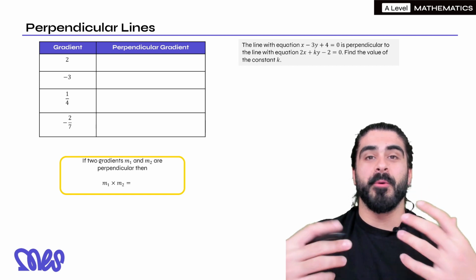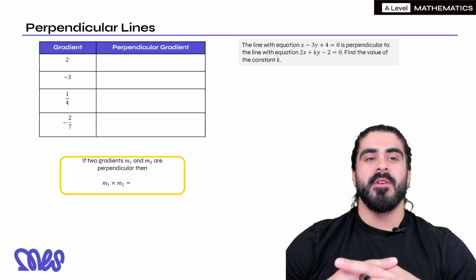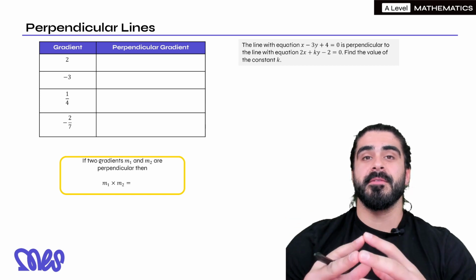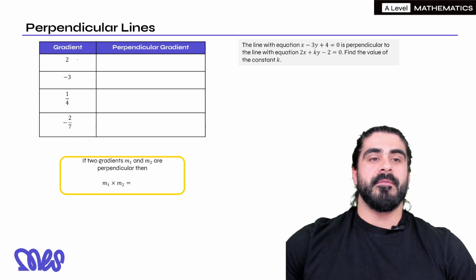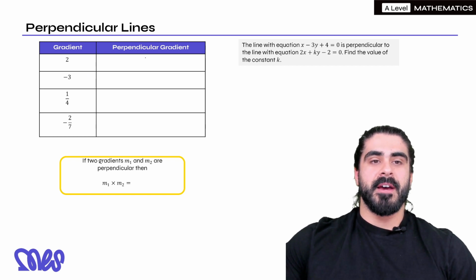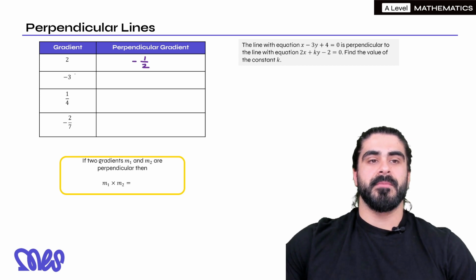So, what we should have learned from GCSE is that when we have gradients, we can easily find the perpendicular gradient by doing the negative reciprocal. So, if we have a gradient of 2, that's 2 over 1. When we reciprocate that, we get a half, but we have the negative reciprocal, so we change the sign.